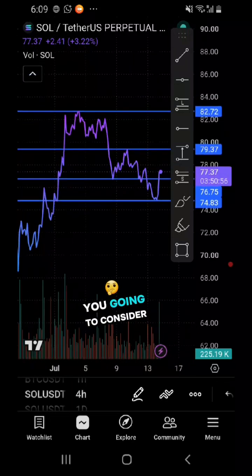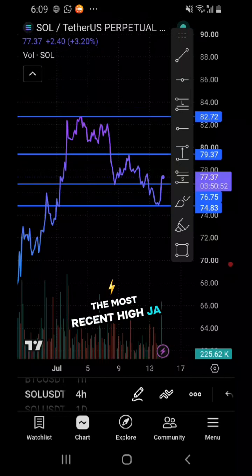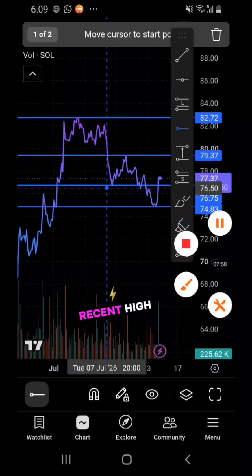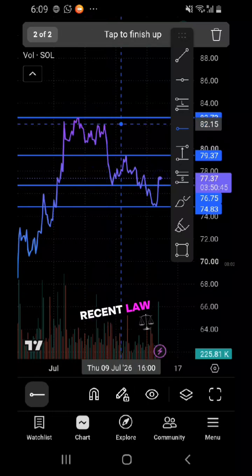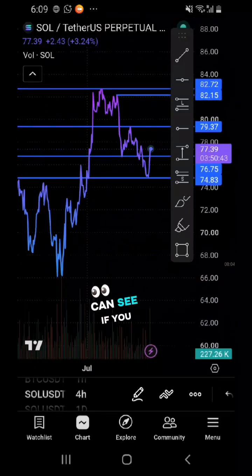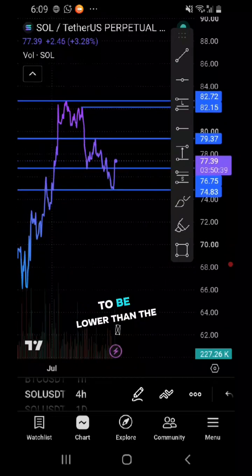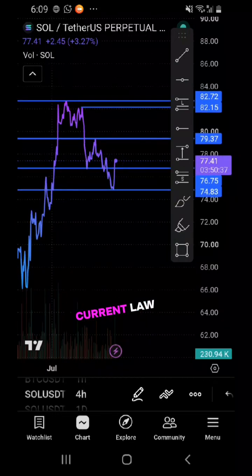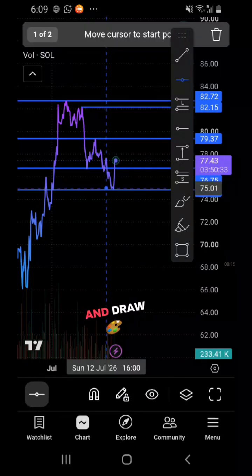Then the other thing you're going to consider is the most recent high. You see we already drew there, the most recent high. And then the most recent low. The low that you can see if you squeeze your screen like this, and that low has to be lower than the current low. So you tap and draw.